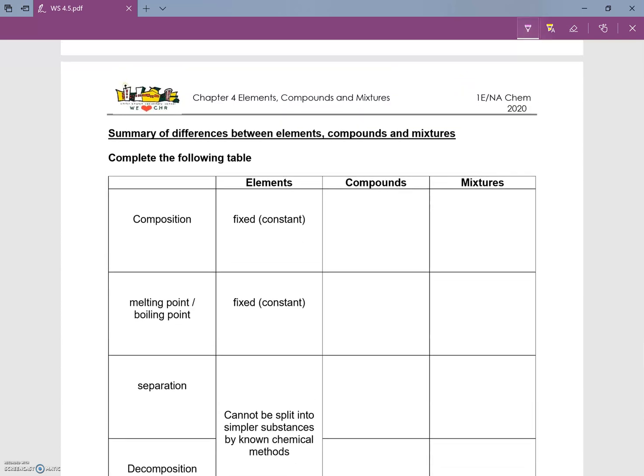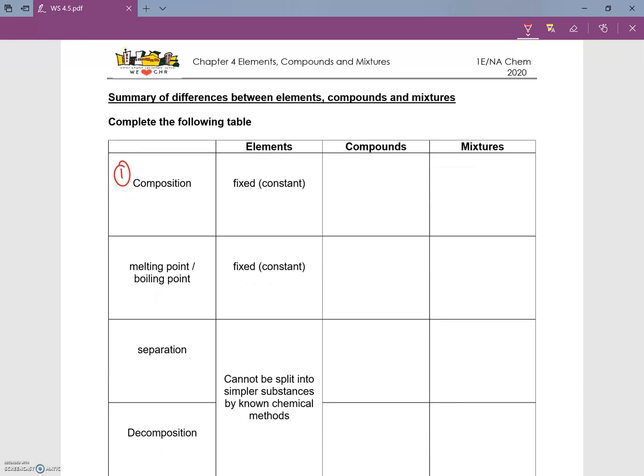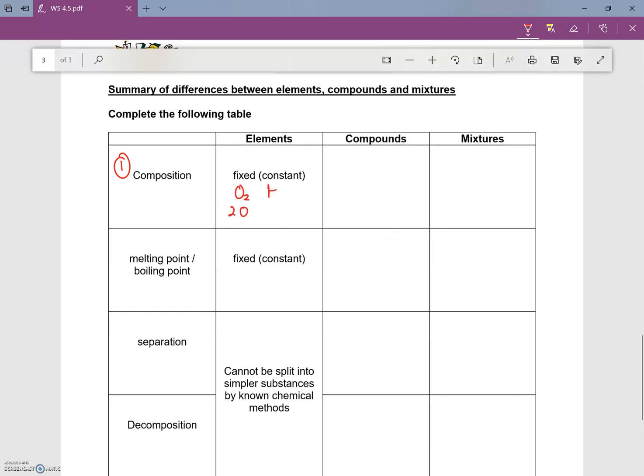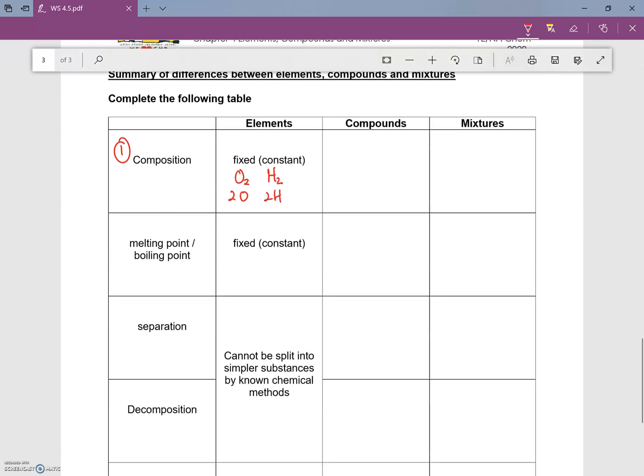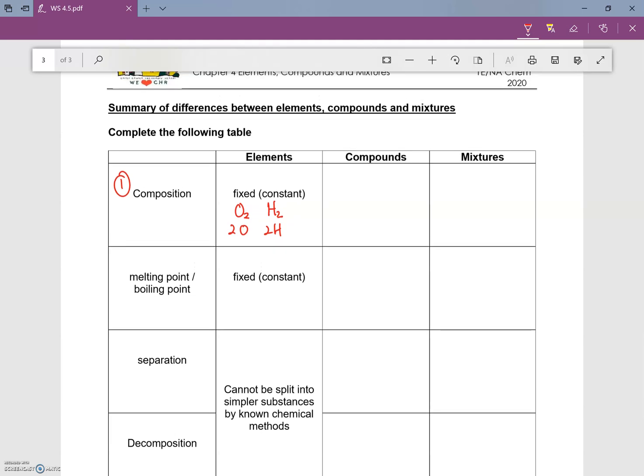First one, let's look at in terms of the composition. Elements have a fixed composition. So we know that, for example, O2 means that there are two oxygens combined together, H2, two hydrogens combined together. So these elements have a fixed composition. How about compounds? We also know that they have fixed composition, or sometimes you'll see the word constant composition. An example would be what I mentioned previously, CO2, H2O, all these are fixed composition.